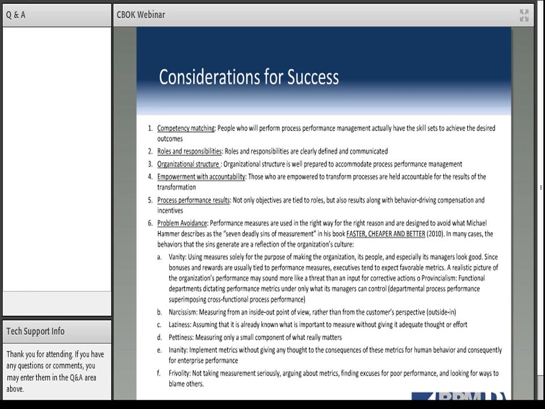So Michael Hammer had written a book on faster, cheaper, and better, and he had defined 7 deadly sins for measurement, entertaining in itself. But the key points you want to take is you want to make sure that you're looking from a customer perspective, not just an internal perspective. You want to make sure that you're measuring not just what's known, but understanding the holistic view of what needs to be done.